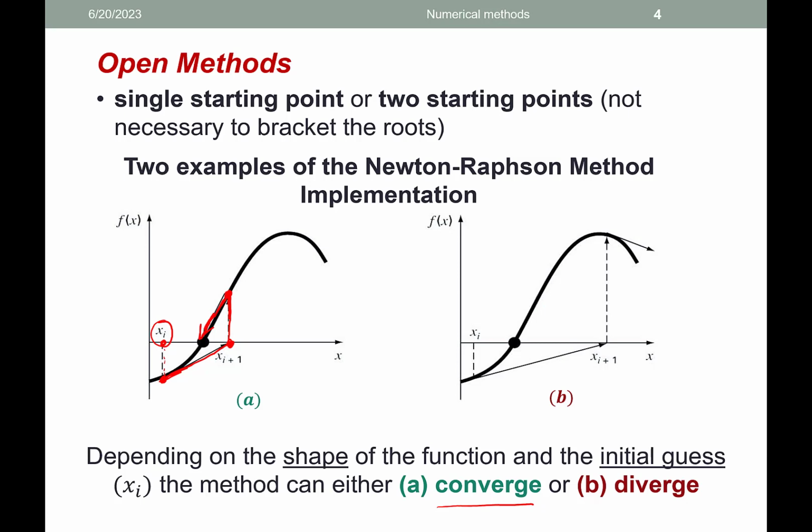We can see this is the initial guess, xi. It moves down to the line. We draw the line to the second guess. From here, we project it onto the function, and you can see that it's moving away from the root, which is over here. So in this case, B is diverging. So unlike the bracketing methods, open methods could diverge, which is a key important thing to take home.